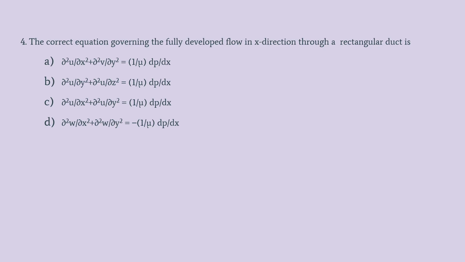Next question. The correct equation governing the fully developed flow in the x direction through a rectangular duct is. Our options are: option A, dou square u by dou x square plus dou square v by dou y square is equal to 1 by mu dp by dx.